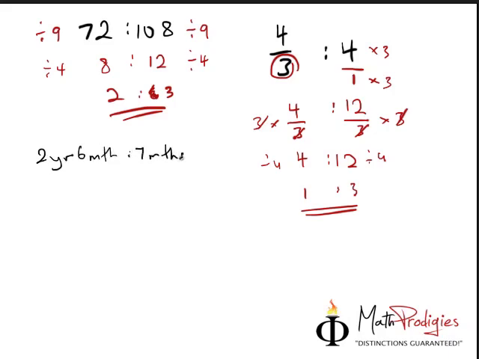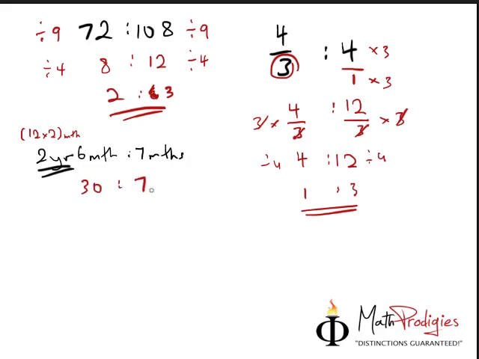What we can do is make sure the units are the same first. 2 years is equal to 24 months. 12 times 2. So I'm going to write it down for you. 24 months plus 6 months gives you what? It gives you 30. 24 plus 6 gives you 30. 30 is to 7.